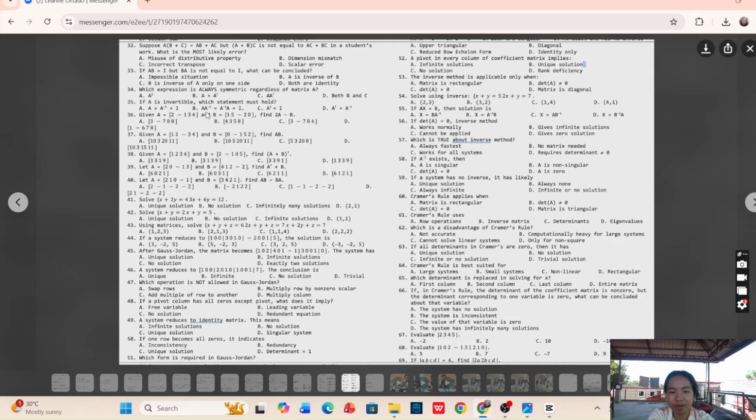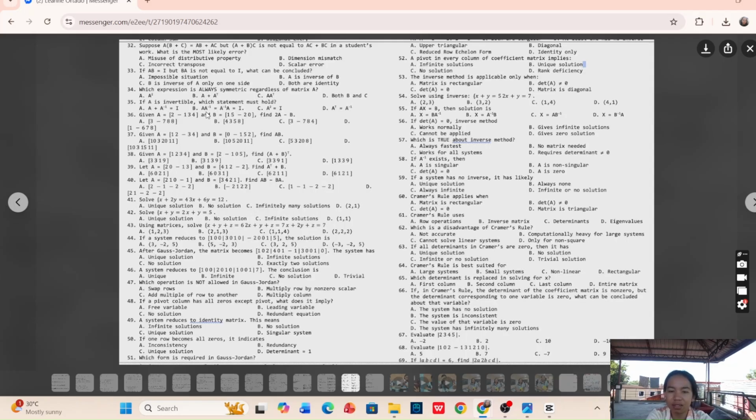Number 58 question. If the inverse of A exists, then A is singular, B A is non-singular, C that determinant of A equals 0, and D A is 0. The correct answer for number 58 is letter B. A is non-singular.